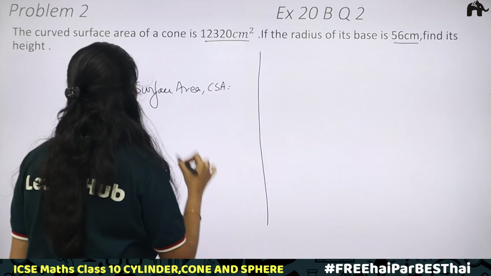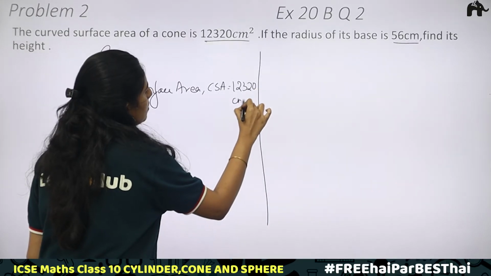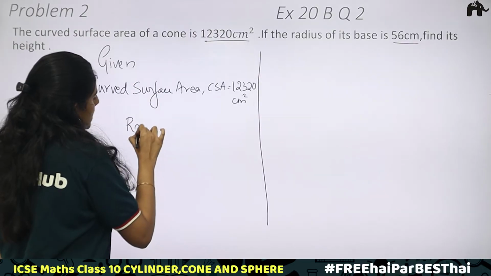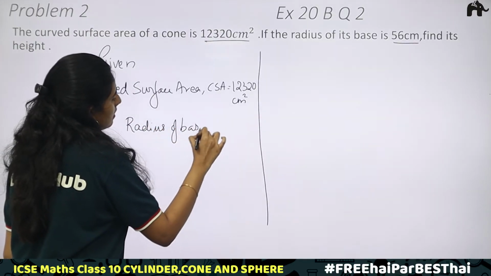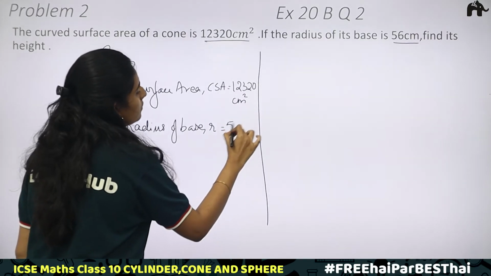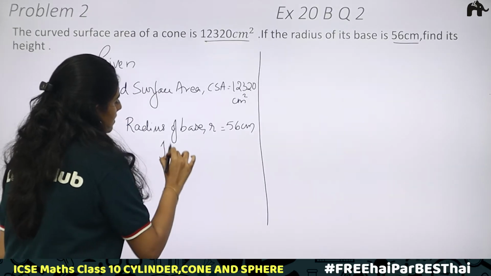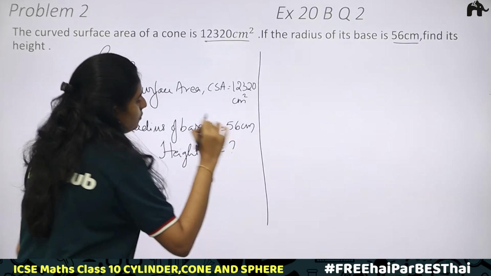CSA is equal to 12,320 centimeter square. Okay. Then the radius of base is given. Radius of base R is equal to 56 centimeter. We need to find the height. Height of cone, height H, we need to find.